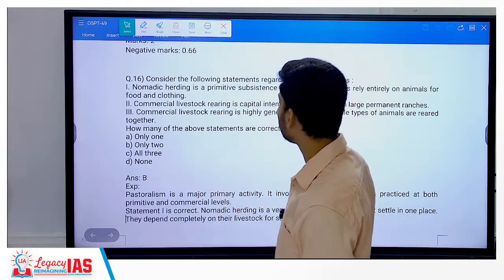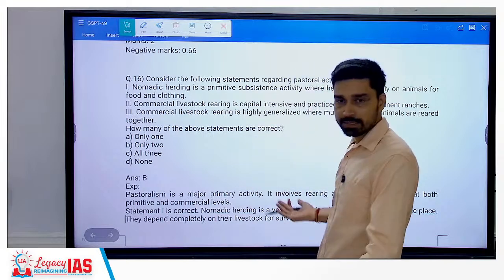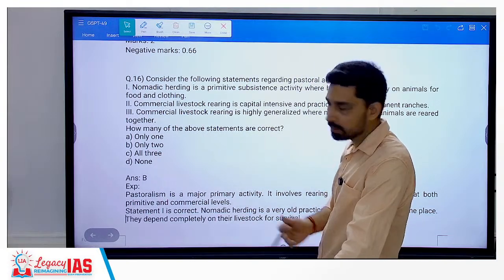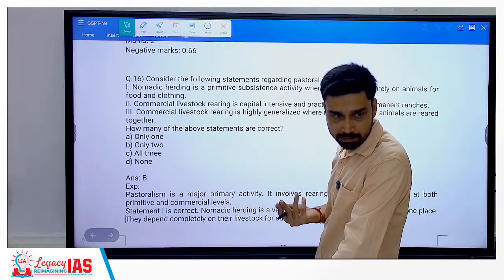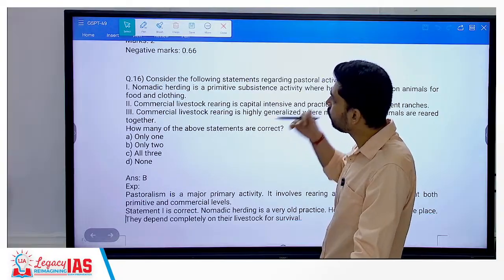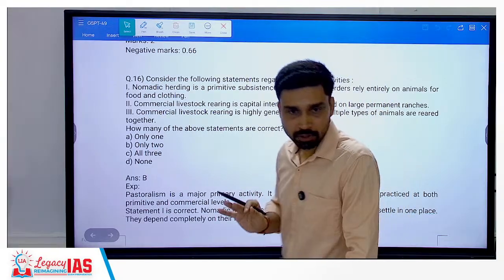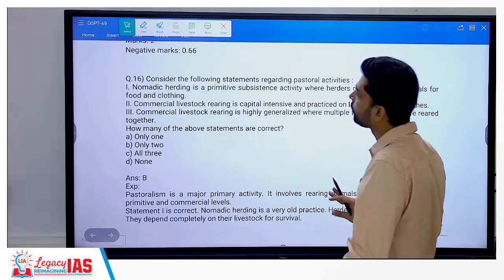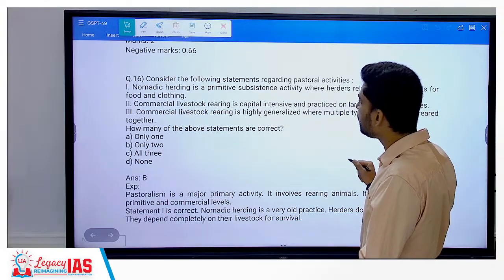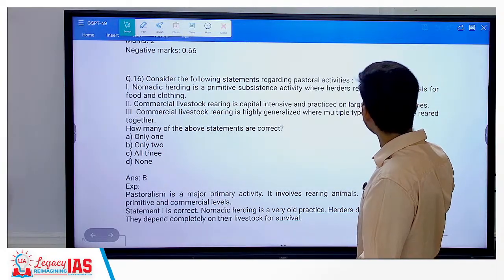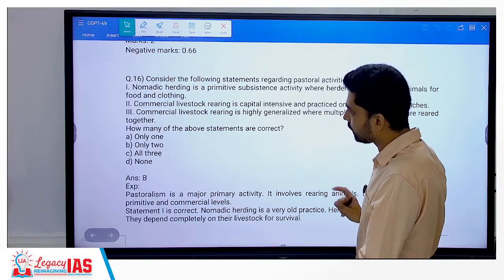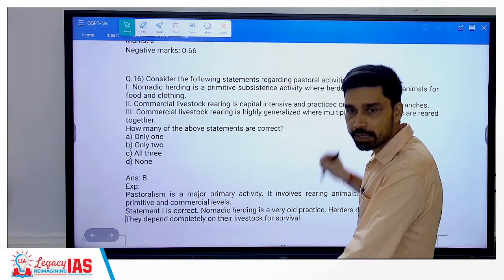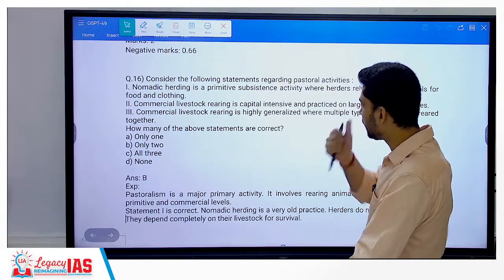That is nomadic herding. People are basically moving with animals from one place to other place, like in the steppes of Central Asia, Kazakhstan, Mongolia, these regions. So completely dependent upon animals. They do not have any other source of food. Commercial livestock rearing is capital intensive and practiced on large permanent ranches. That is also correct, right? Like in the case of prairies of United States of America, pampas of Argentina.